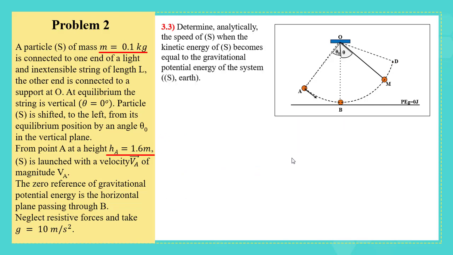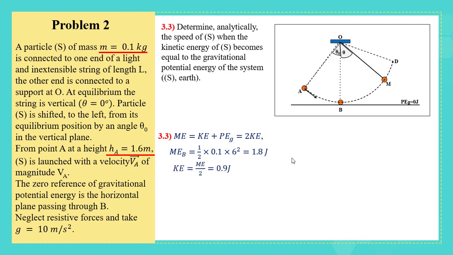Determine analytically the speed of S when the kinetic energy of S becomes equal to gravitational potential energy. The mechanical energy in this way equals 2 kinetic energy, or we can write it as 2 potential energy, because kinetic equals potential. But we know that at point B, mechanical energy is half m VB squared, which is 1.8 joules, and mechanical energy is conserved, so at any position it is 1.8 joules.